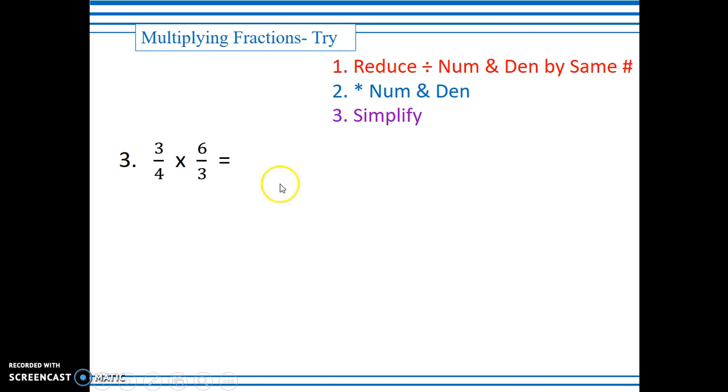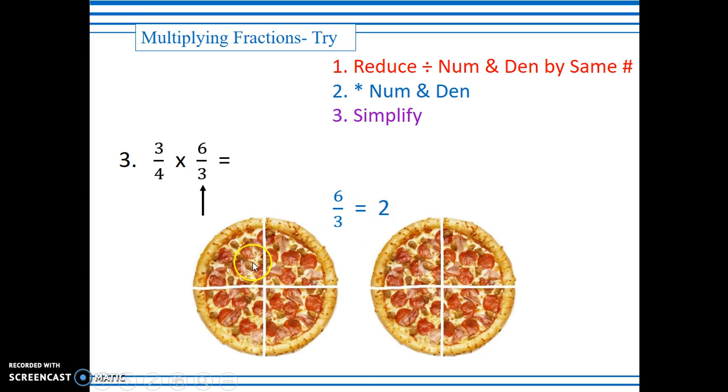Okay, and here's one for you to try. 3/4 of 6/3. Now remember, 6/3 is the same as 2. So if we think of 6/3 as 2, here's our 2 pizzas. We want to know 3/4 of the 2 pizzas. Go ahead and try that one.